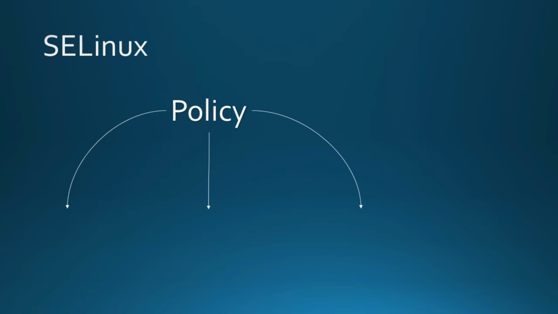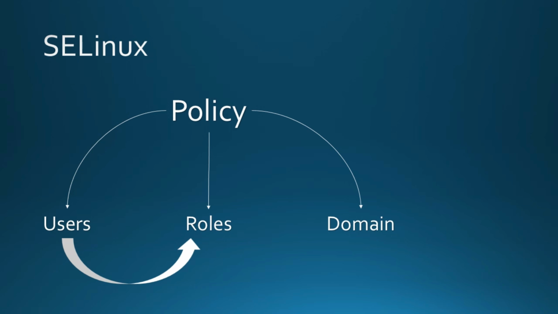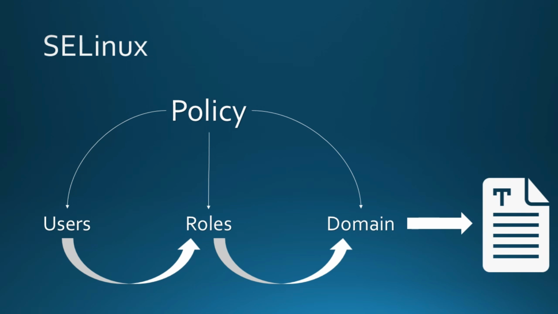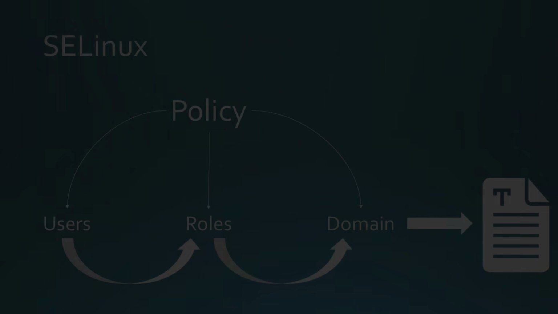Now let's understand how SELinux works. Policy is the core of SELinux, and a policy means a set of rules. A policy in SELinux consists of users, roles, and domains. Here, a policy defines users' access to roles, roles' access to domains, and domains' access to files. Now, the question is how to manage these policies. Well, actually, you can't read policy module files. The simple way to change settings is through SELinux booleans.